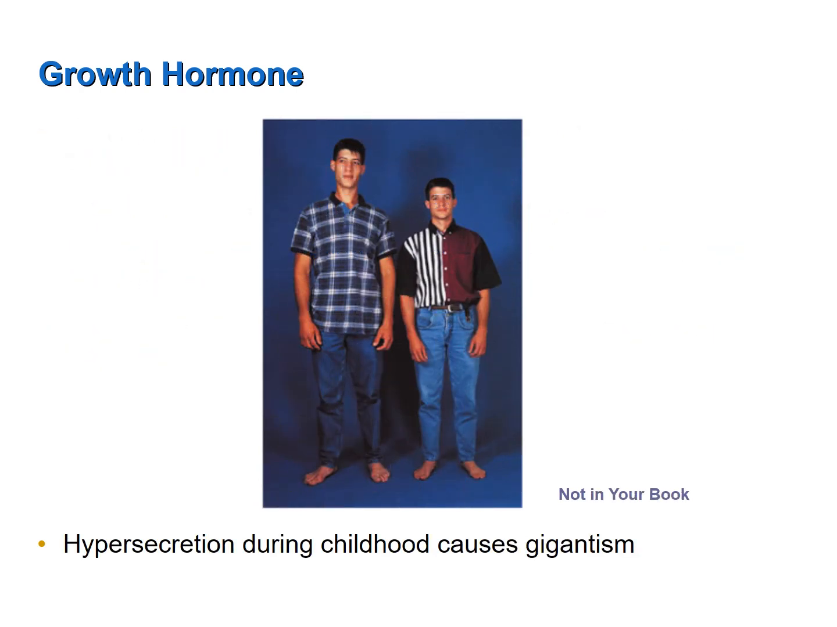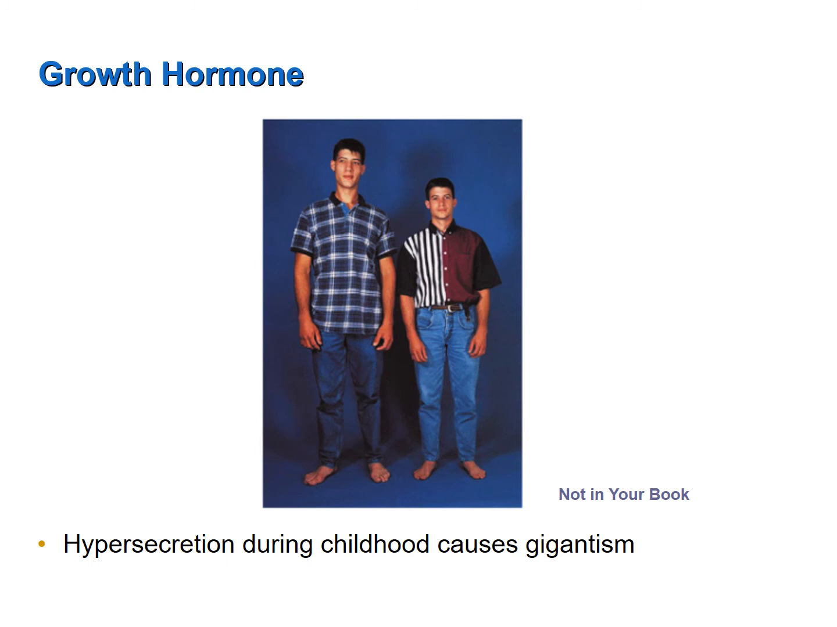Hypersecretion of growth hormone during childhood causes a condition called gigantism. Hypersecretion of the hormone causes excessive lengthening of the bone. So you have an individual that upon reaching adulthood is excessively tall. This is illustrated by the picture shown here from your book.